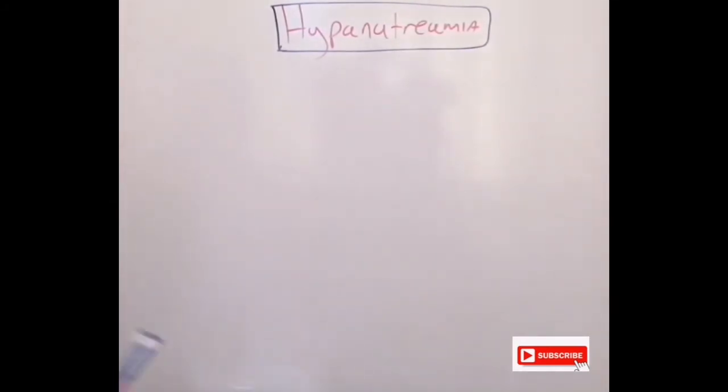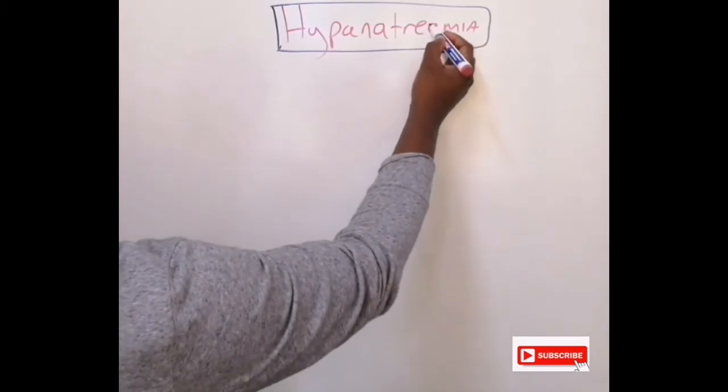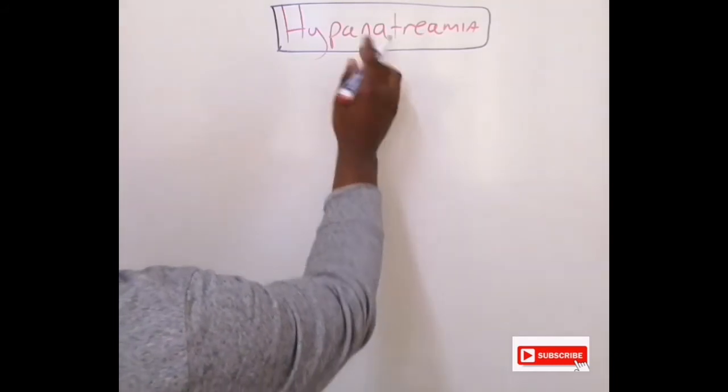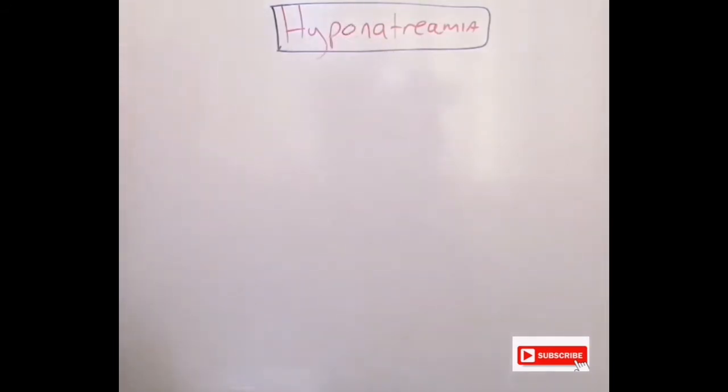Hyponatremia, you can suspect it in a patient based on the signs and symptoms they are presenting with, but you still need blood tests to confirm the diagnosis. Hyponatremia is very common, but the severe form of it is not so common. Remember, hyponatremia can be mild, moderate, and severe.